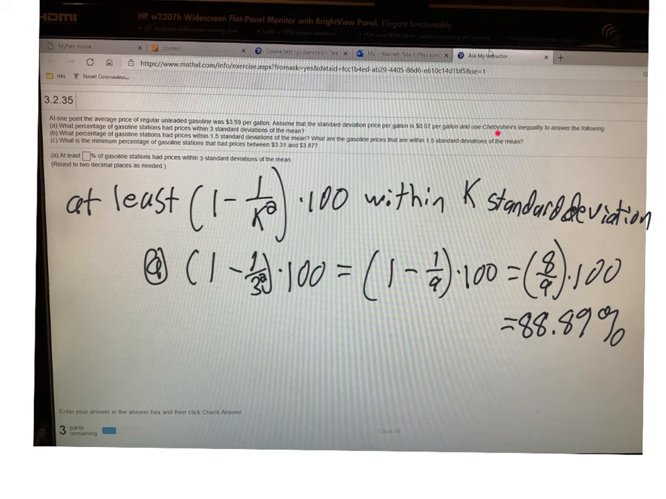So they want you to use Chebyshev's rule and not the empirical rule. So by your email, I think you may overlook this particular part of the directions.